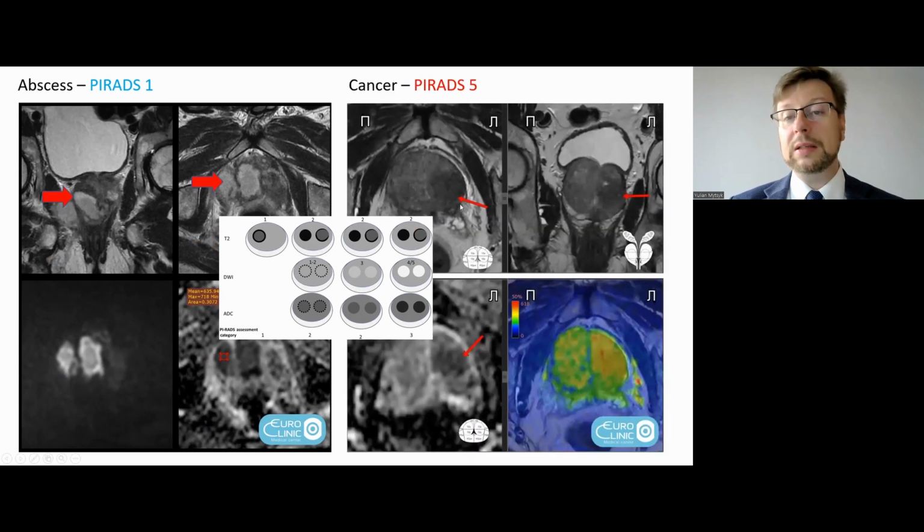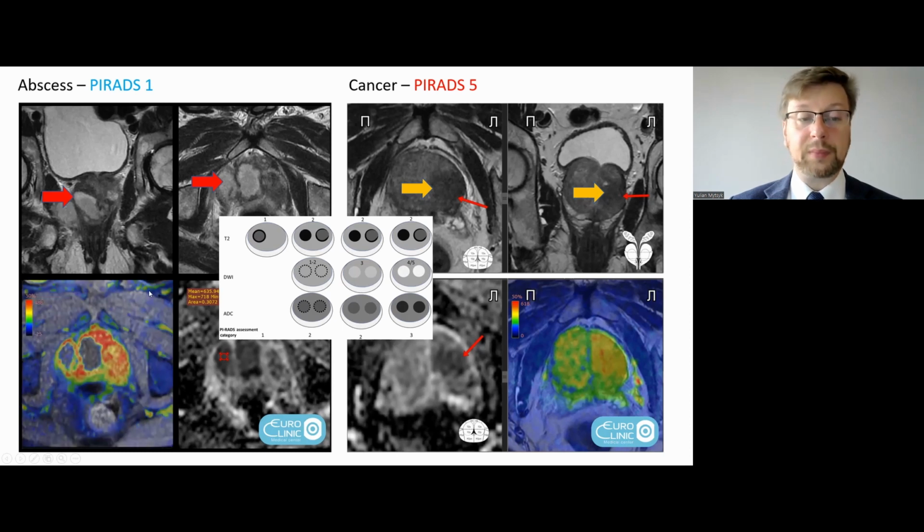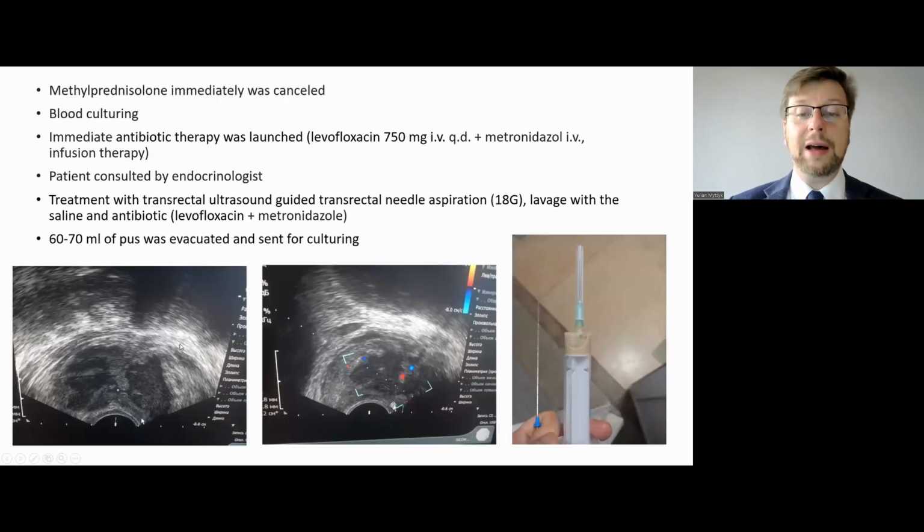And on this second image, we can see an example from our clinic with hypointense features on the T2 weighted images, which are very characteristic of prostate cancer in the transition zone, which was scored PI-RADS 5. And of course, the ring enhancement pattern with no enhancement in the central zone of the lesion is also highly suggestive not of prostate cancer, but of abscess.